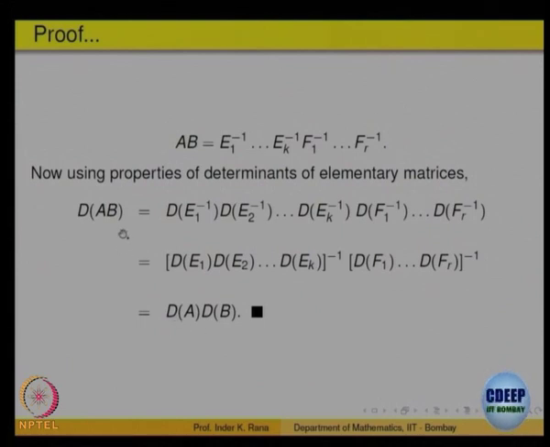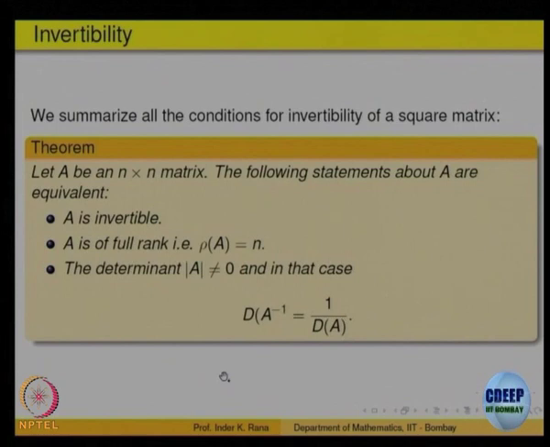Now I can write down the determinant if A is invertible. So, what is B? B is A inverse. So, I can apply that trick again, A into A inverse is identity. So, what is determinant of A inverse? 1 over determinant of A. I can use this now to deduce that, right. Earlier we did it for elementary matrices.